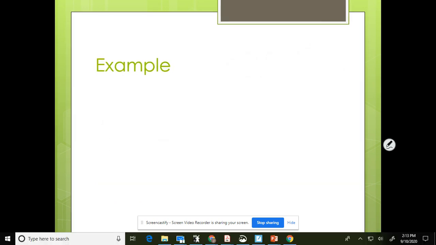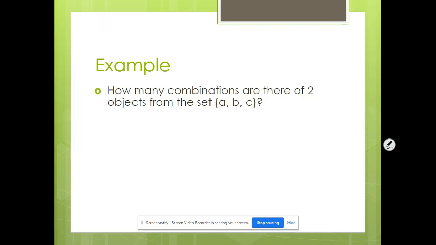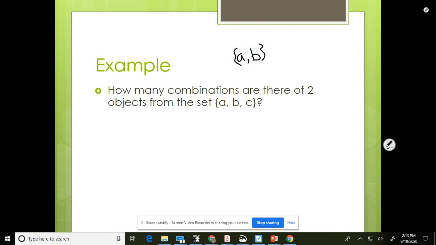All right, so let's go through some examples here. If I want to find out how many combinations there are of two objects from the set A, B, C, so I'm basically picking two from this set, I could just count them all. I could label them all. So I've got AB, I have AC, and I have BC. And that's it, because if I try to do BA, that's the same as AB. All right, so I have 3 for that.